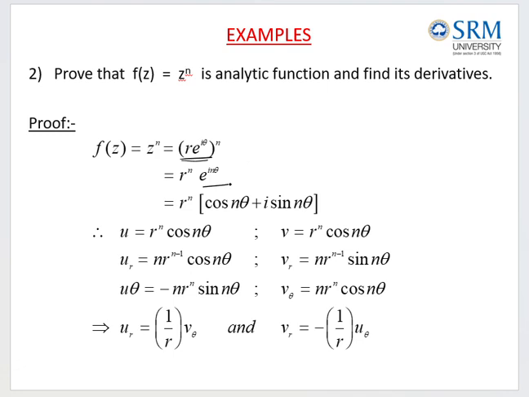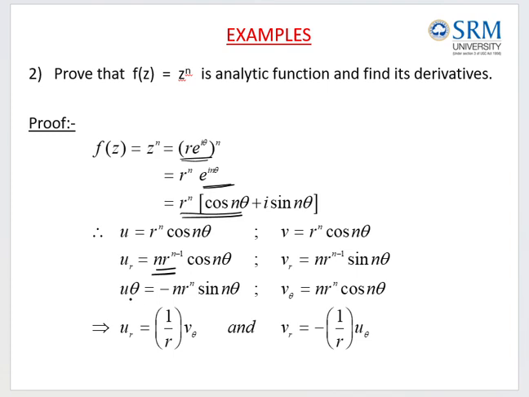So this e power i n theta can be further expanded as cos n theta plus i sin n theta. So we got the real part as r^n cos n theta and the imaginary part as r^n sin n theta. Then we need to differentiate u partially with respect to r. So we are getting n r^(n-1), retaining cos n theta as it is.